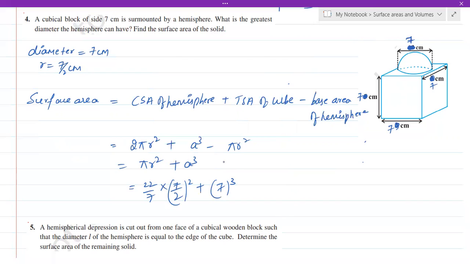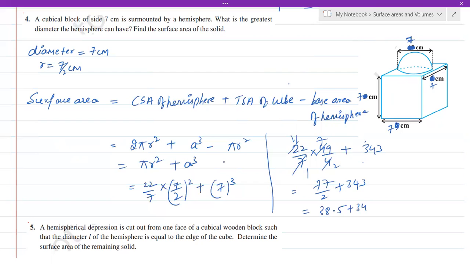So let's find this. 22 by 7 as it is, 7 by 2 the whole square is 49 by 4, plus 7 cube. Okay, 7 into 7 into 7, we get how much? 343, isn't it? Now here you can cancel: 7 ones are 7, sevens are 2, twos are 2, 11s are, so it becomes 77 by 2 plus 343. So 77 by 2 is around 38.5.